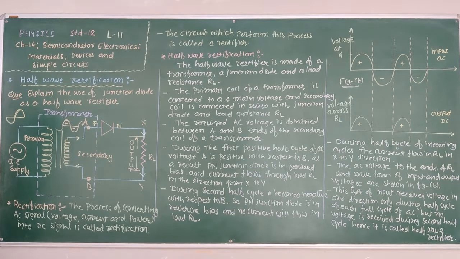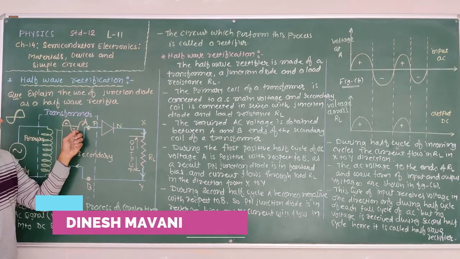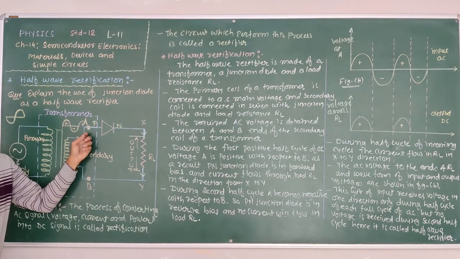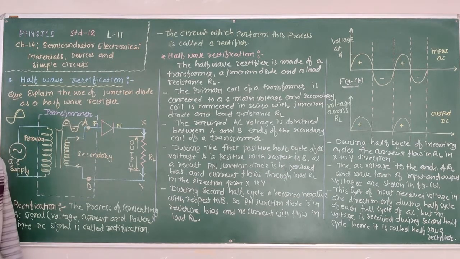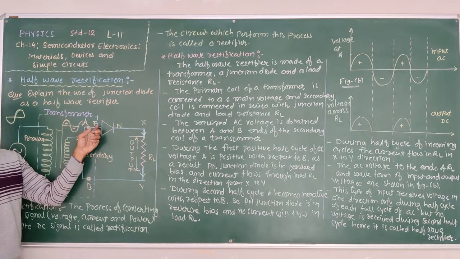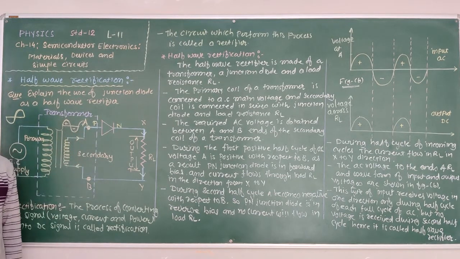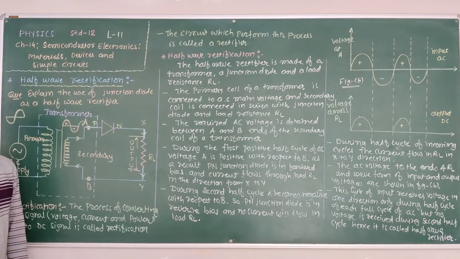Okay. During the second half cycle, A is at negative potential, or A becomes negative with respect to B. Therefore, the negative terminal is connected with P. Therefore, the PN junction diode is in reverse bias, and no current flows through the load resistance RL.